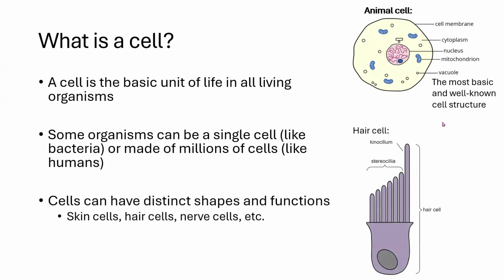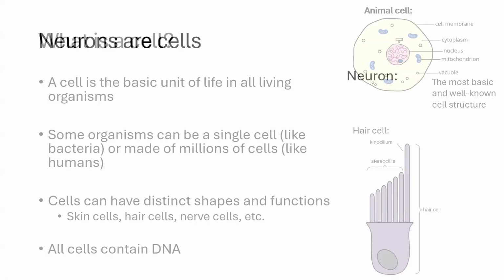And then there's also hair cells, which are involved in producing sound in the ear. And this whole thing is just one cell. So you can tell it actually has a complicated little structure, very different from the basic animal cell. And all cells contain DNA. So we'll get into what that means in the next couple of slides.